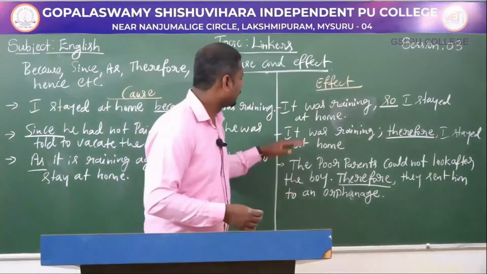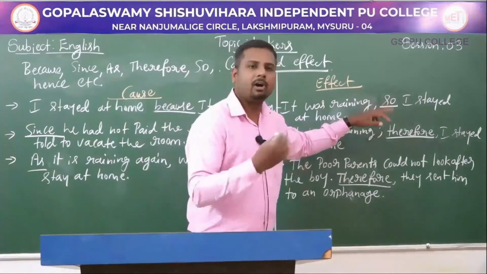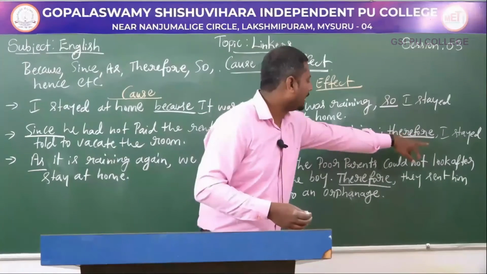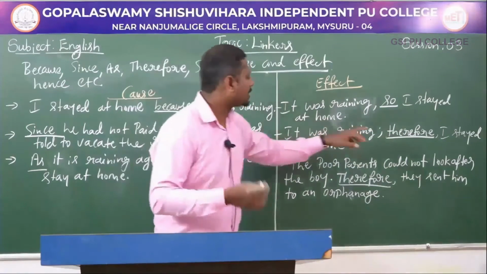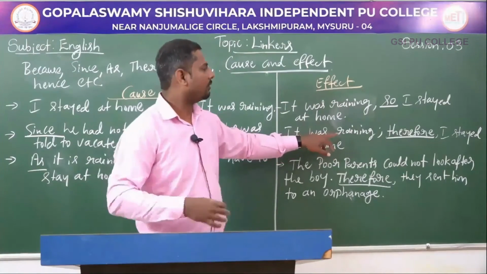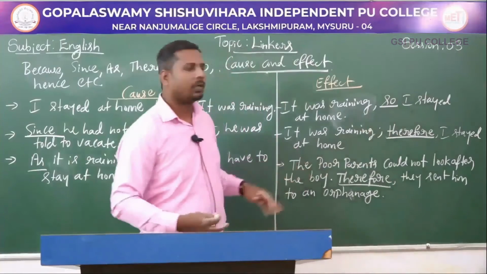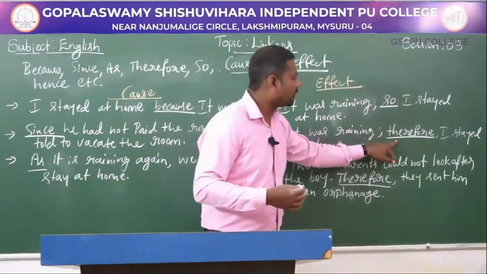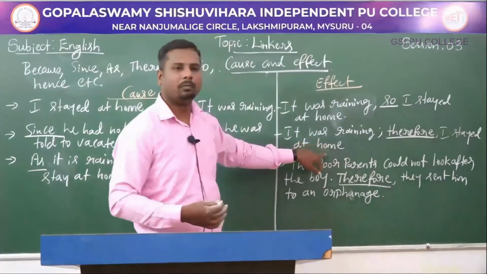Similarly, in the next sentence, it was raining. Instead of so, you can also use therefore: I stayed at home. But here you should use a semicolon after the cause, followed by therefore, comma, I stayed at home. So here the word therefore shows the effect, that is, I stayed at home.